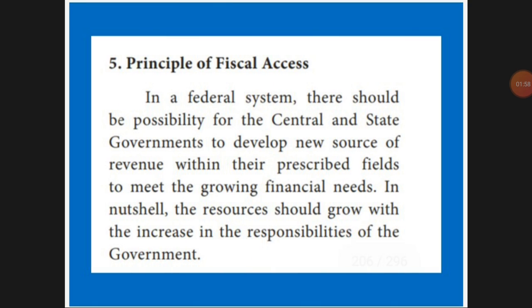Next comes the principle of fiscal access. Fiscal access means that as the population keeps on increasing, to meet the financial needs the government has to think where and how it can collect the tax, how it can create the tax, and how it can make the people work and pay tax. That is the responsibility of the government.